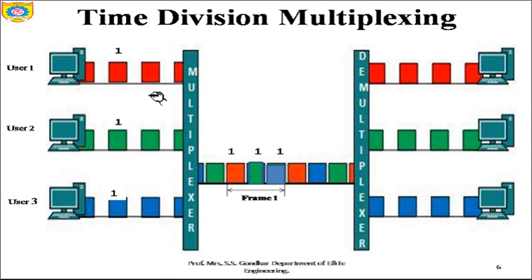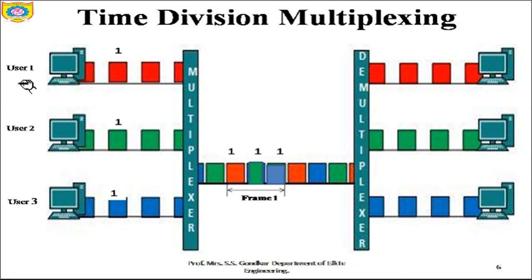Now here you can see just have an identification of colors. User 1 is transmitting in red color, user 2 in green color and user 3 in blue color. One cycle or frame, you may call it, is said to be completed when all the signals transmit once on the transmission channel. What I said is, one cycle or frame is said to be completed when all the signals are transmitted once by the transmission channel. What does this mean?